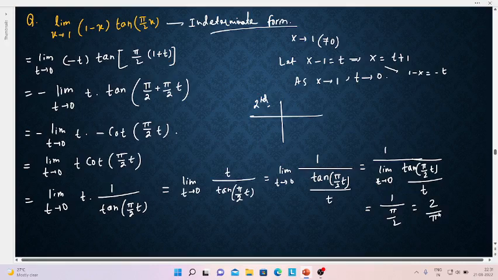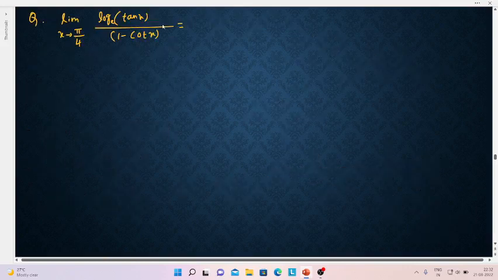So the value of this particular limit is nothing but 2 over pi, right? So you understood what I just did in this particular question. This is a very simple question, right? Yeah. So let's move to the next question.